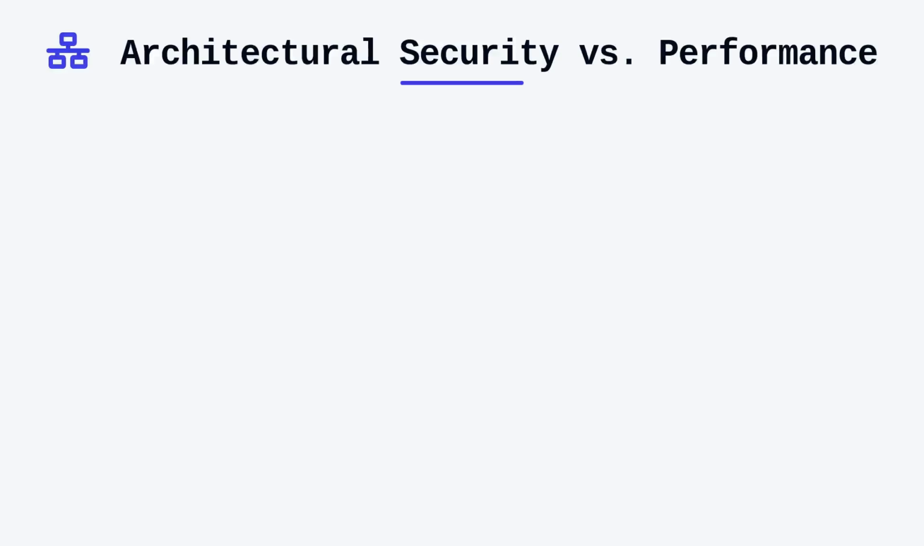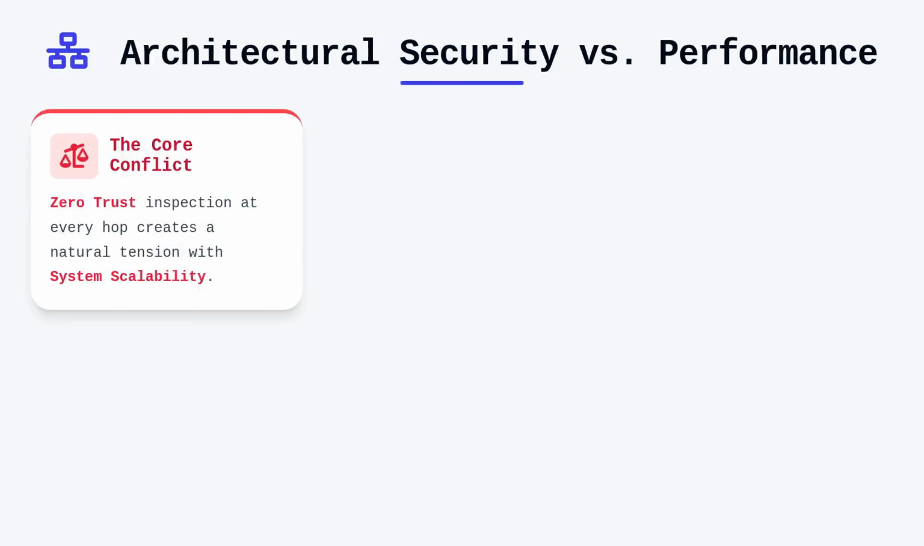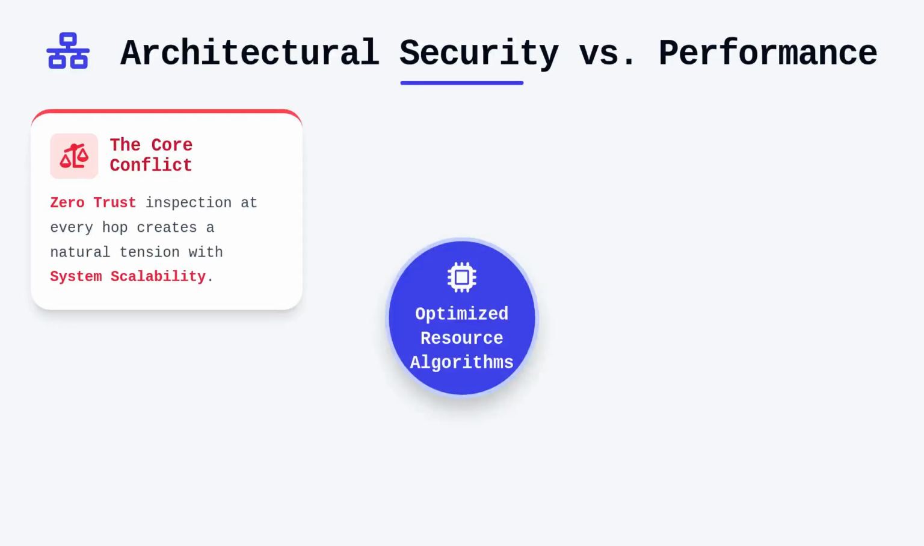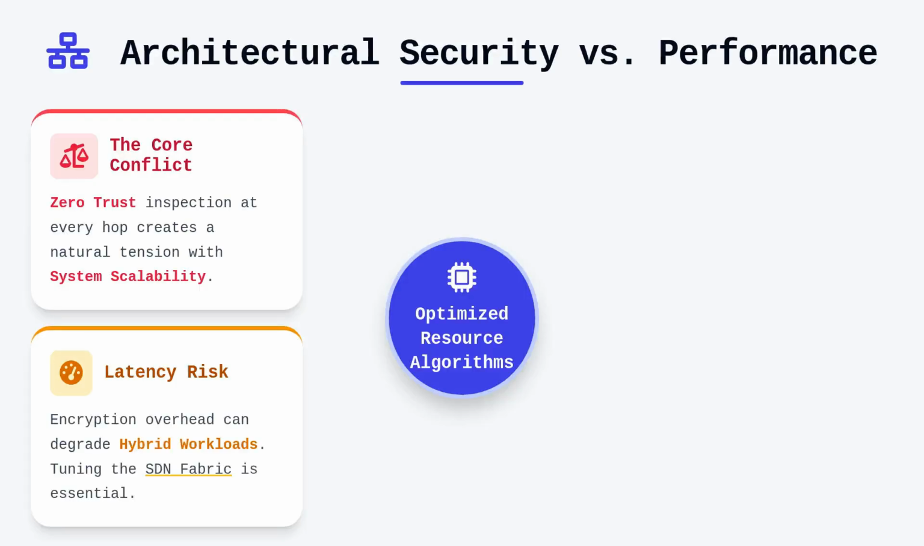When we translate these concepts into architectural constraints, we find that scalability and performance often conflict with strict security policies. A zero-trust model requires inspecting traffic and verifying identities at every hop, which can introduce latency if not properly balanced with efficient resource algorithms. You need to understand the performance tuning parameters available within your software-defined network fabric to ensure that encryption overhead, while necessary, does not degrade the efficiency of your hybrid workloads.